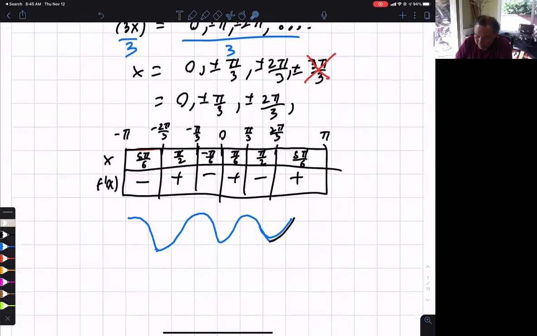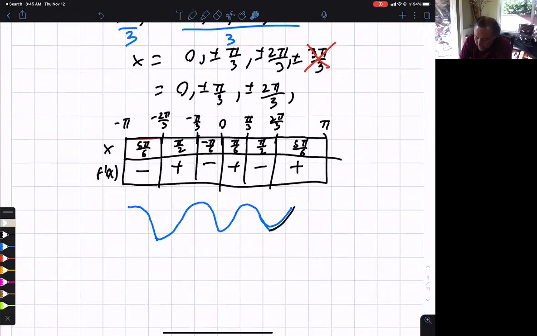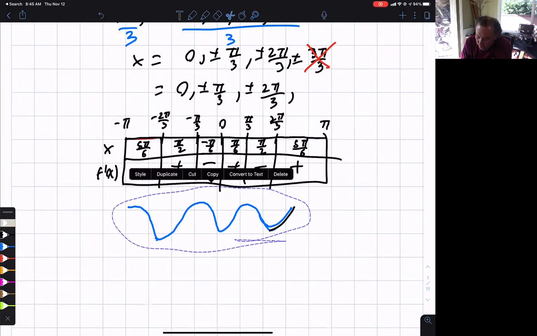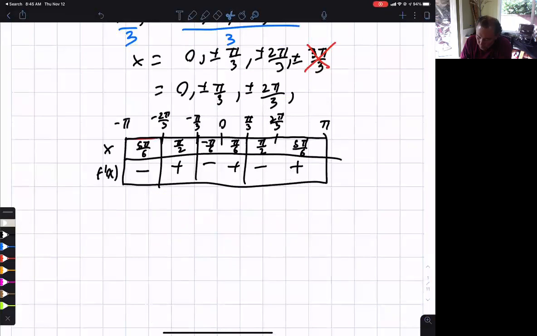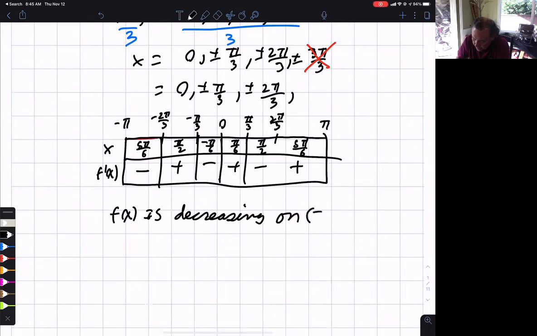Oh, we're not finished. We didn't answer the question. Be very careful. We made a chart, we need to evaluate the chart and answer this. So to properly say it, you have to use words here: f of x is decreasing on what intervals? Negative pi to negative 2 pi over 3, negative pi over 3 to 0, and pi over 3 to 2 pi over 3.